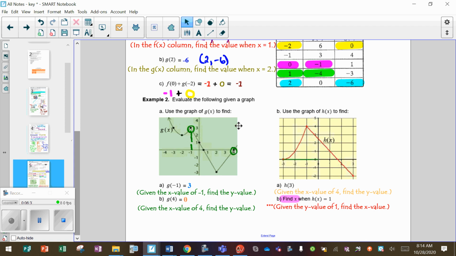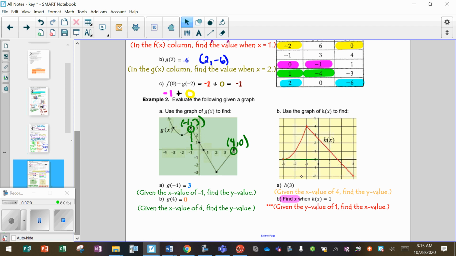Because that would be the point 0, 4. I'm sorry, this would be the point 4, 0. So the y value is 0. This would be the point negative 1, 3. So the y value is 3. So they're asking, what is the y value when x is negative 1? What is the y value when x is positive 4? So why don't you pause the video and answer question A, and then I'll help you with question B.